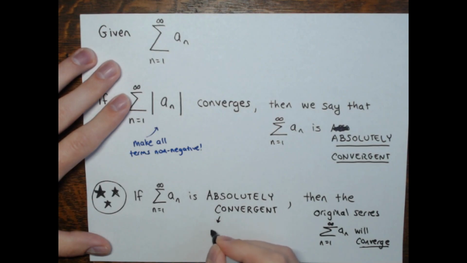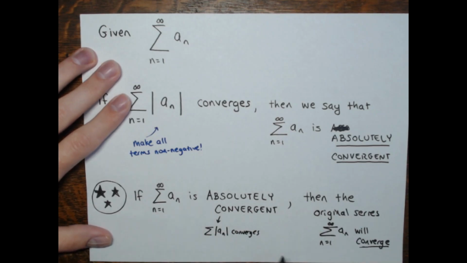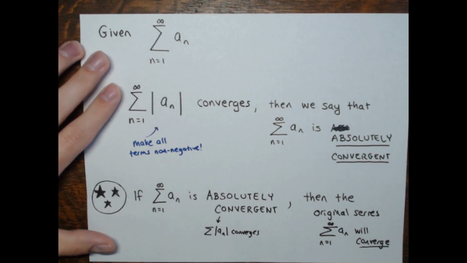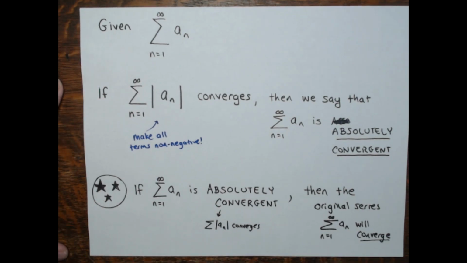So remember what it means for a series to be absolutely convergent: if I make all the terms non-negative and that converges, then the original series would also converge too. Now, they're not necessarily going to converge to the same thing. So I want to do an example here.